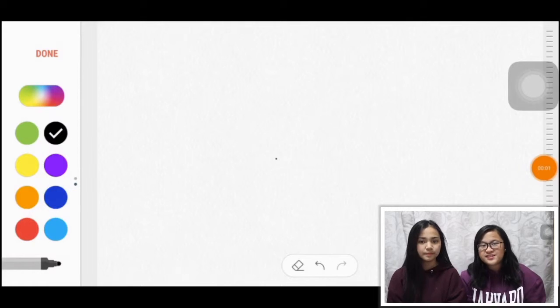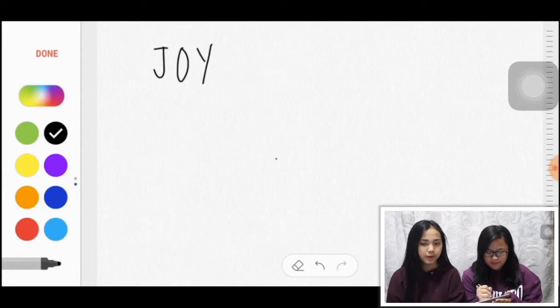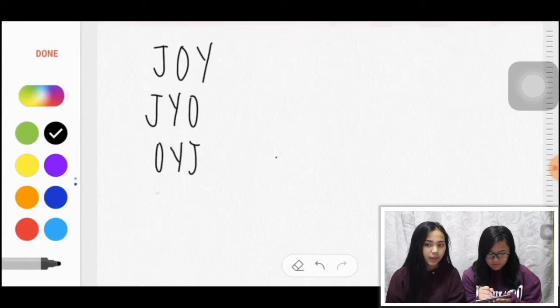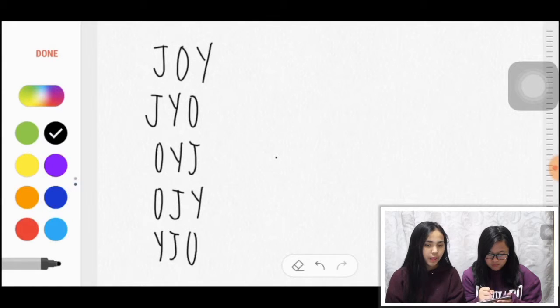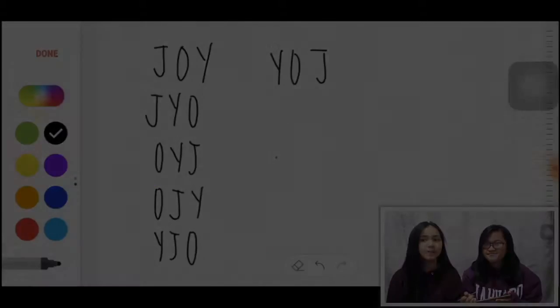Okay, so for our first example, we have the arrangement of the letters of the word JOY. We have to take this word and think of how many ways we can arrange it. So the first option is the word JOY itself. Next option will be JYO, and then OYJ, OJY, YJO, and YOJ. So there are a total of 6 ways we can arrange the word JOY.